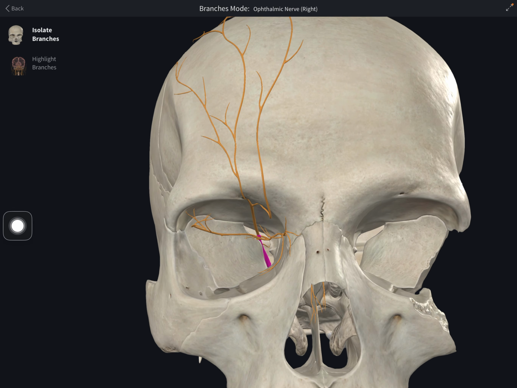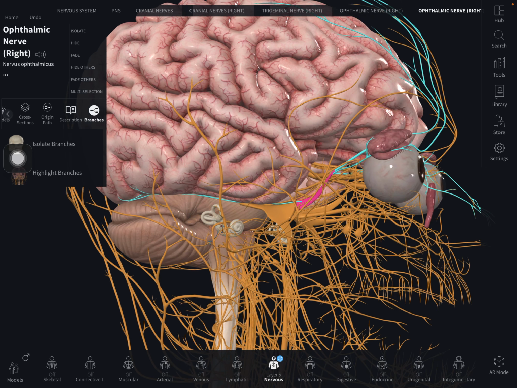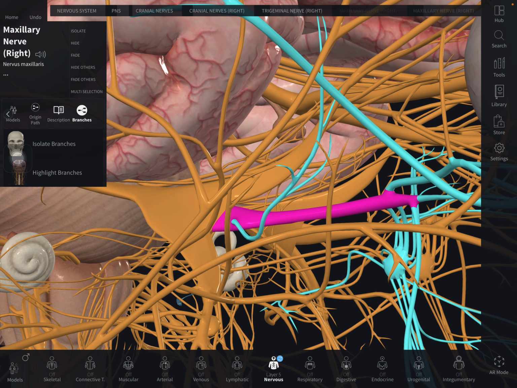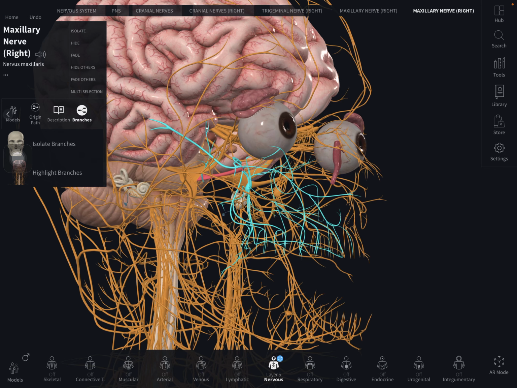The trigeminal nerve gives a sensory branch, and all the sensory area of this region is supplied by this V1 branch, that is the ophthalmic branch. Then the next branch is V2, which is called the maxillary branch.